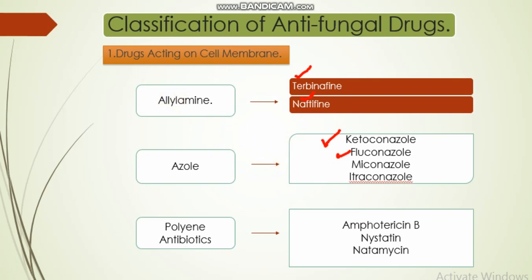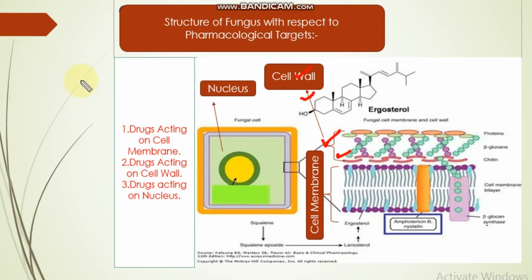As we already discussed in the structure of the fungus with respect to pharmacological targets, the fungus pharmacologically consists of three main parts: the cell membrane, the cell wall, and the nucleus. So all antifungal drugs act on the cell membrane, the cell wall, or the nucleus.